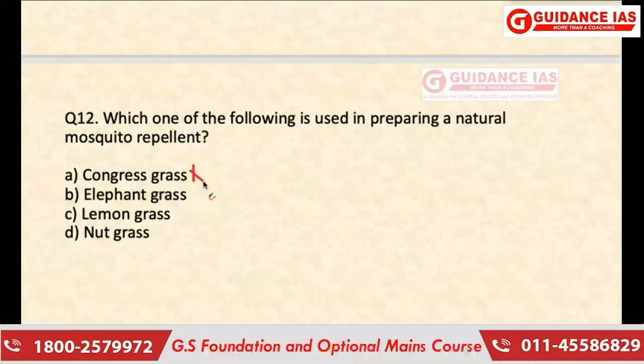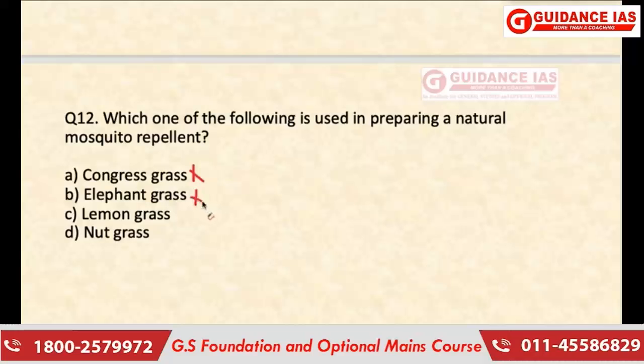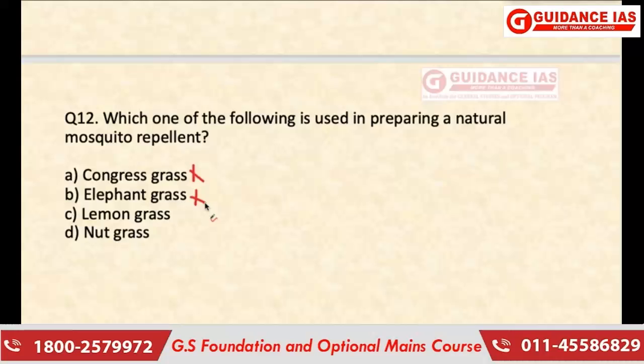Skin allergy cause कर देती है. You all, अगर आपने कभी इसको touch किया होगा, skin allergy cause कर देती है. It also causes a lot of respiratory problems. So it is not a mosquito repellent, rather it is another kind of problem only. Elephant grass? No, elephant grass is also not a mosquito repellent. Elephant grass generally हम इसको Uganda grass भी बोलते हैं. It is because it is native to African grasslands, and it is used in manufacturing of paper or the handicrafts, etc. It is not a mosquito repellent.